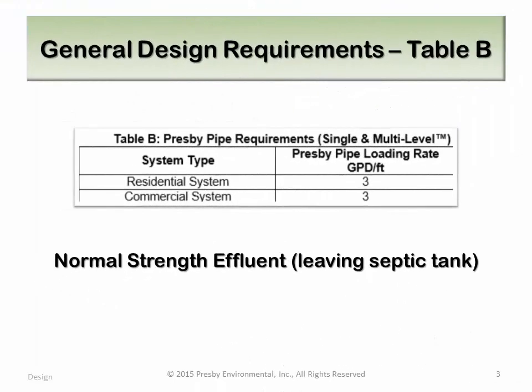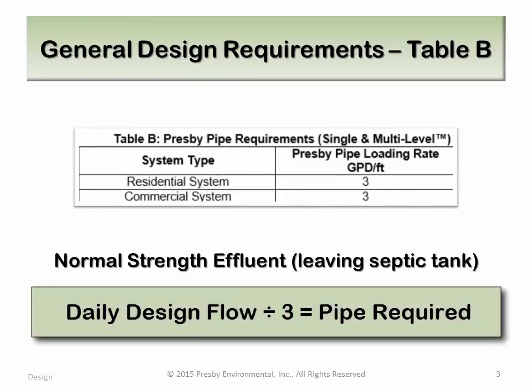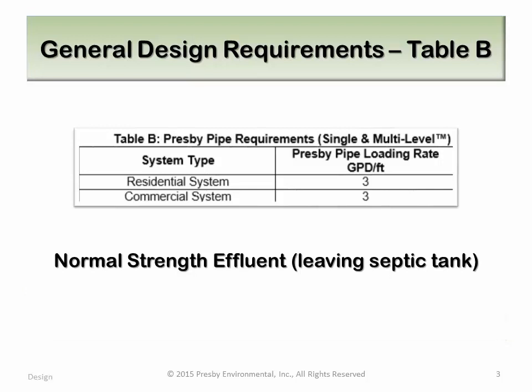Table B shows the acceptable pipe loading rate per foot for both residential and commercial systems. This assumes normal effluent strength as defined by the manual. For high-strength effluent, contact Presby Environmental for recommendations. To find the required amount of Presby pipe needed, divide the daily design flow by 3. More pipe is always allowed, but never less.